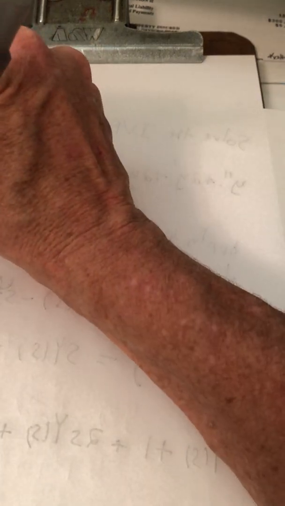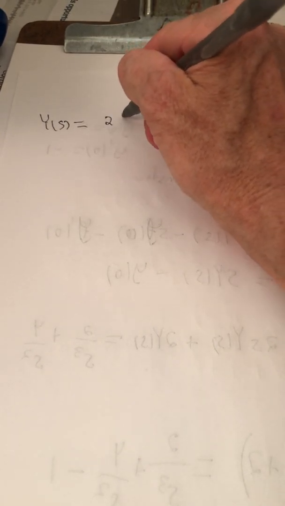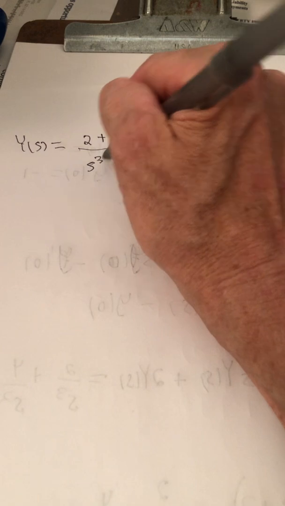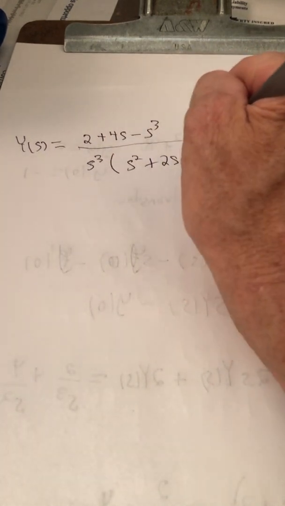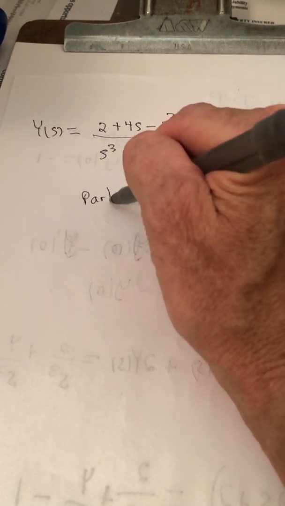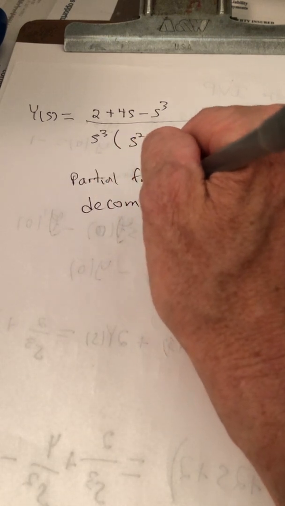So we have Y of s equals 2 plus 4s minus s cubed all over s cubed times s squared plus 2s plus 2. So what we'll do is, again, it will be a partial fraction decomposition.